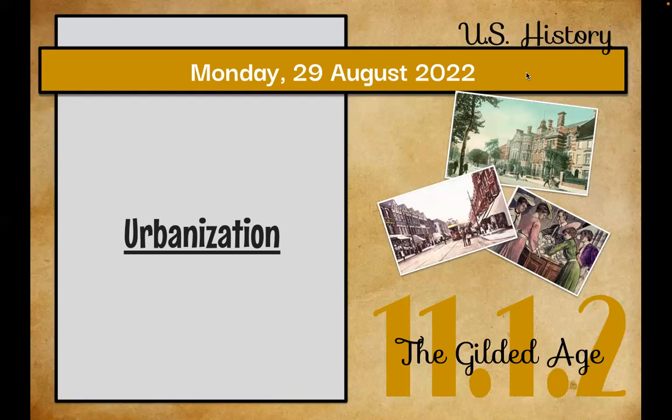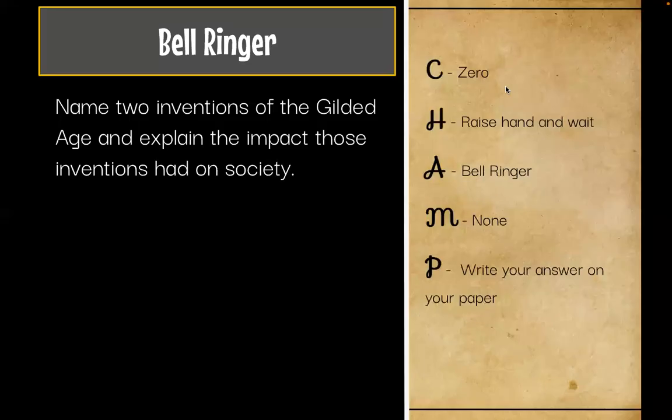All right, I'm going to get started on your bell ringer. I want you to name two inventions of the age and think of the impact that they had. Pick two, and in complete sentences, tell me why they were important. Let's go ahead and pause the video now for 4 minutes and start your writing. All right, we're going to go ahead and get started again.